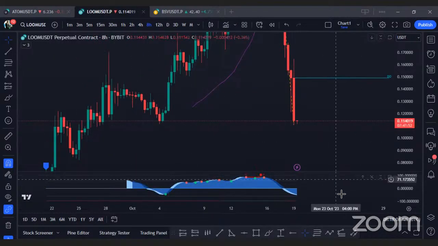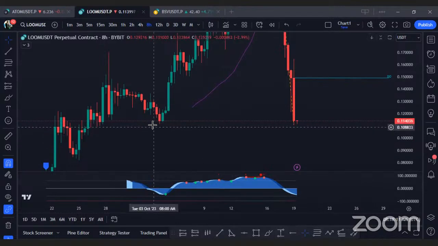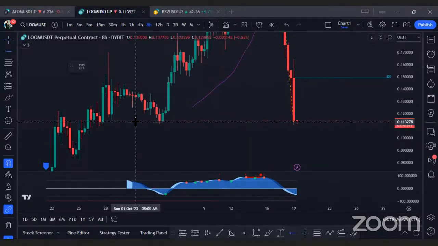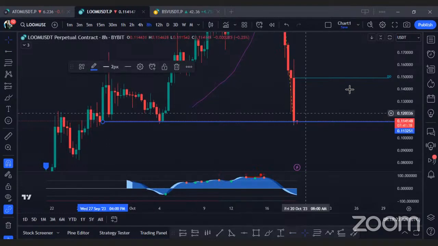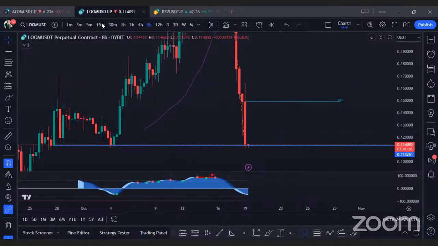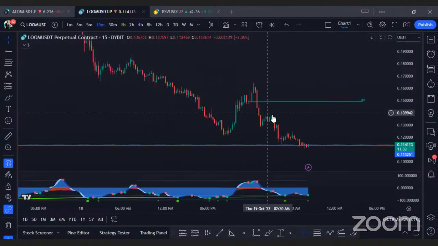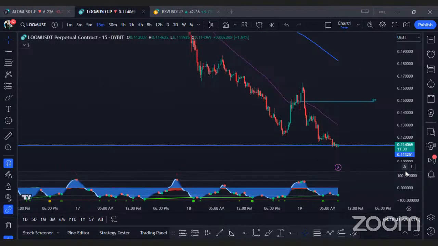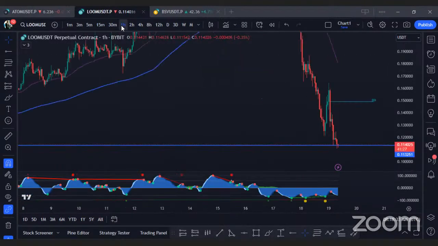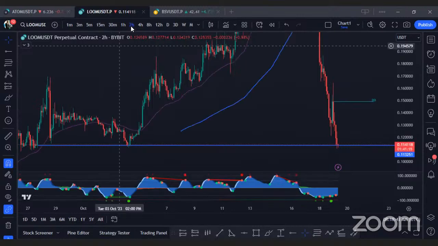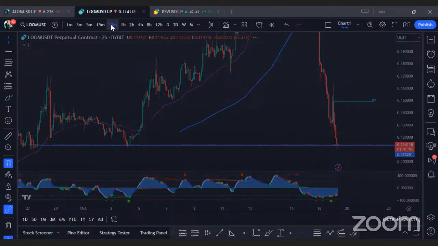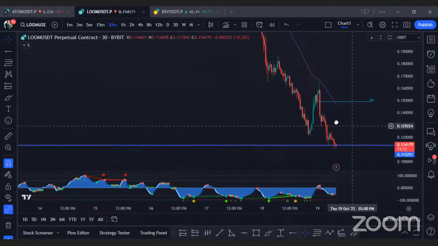Yeah, Loom is rejecting here, so we should take a long trade from here and put the stop loss slightly below. Loom is holding on to this area as a support. This is a strong support that Loom doesn't want to break below. If we get a trade here and Loom pushes to the upside, that could be amazing. See my indicator printing divergence everywhere: 1 hour, 15 minutes, 30 minutes, all bullish divergence.